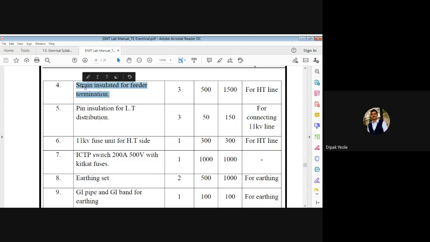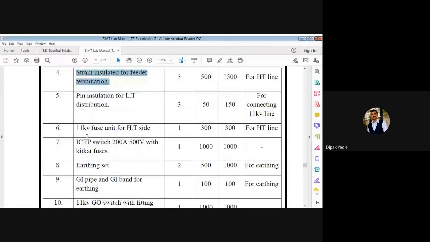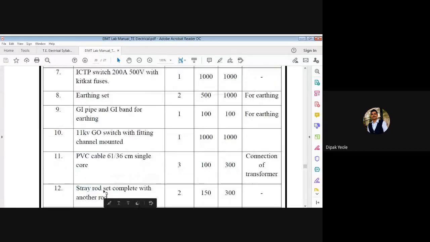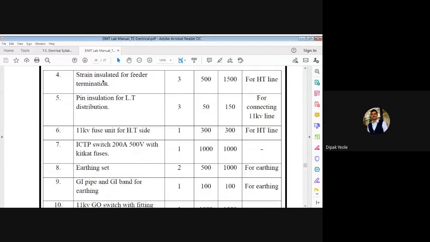एक कंपोनंट असतो की तो मला स्ट्रेन इन्सुलेटर साठी मला यूज करायचा आहे. खाली मी स्ट्रेन इन्सुलेटर घेतलं असेल इथे कुठेतरी. So yes, strain insulators. Yes, that's why I need the strain insulator for feeder termination. Quantity is 3, rate I have 500, so it is 1500. It is for ST line.